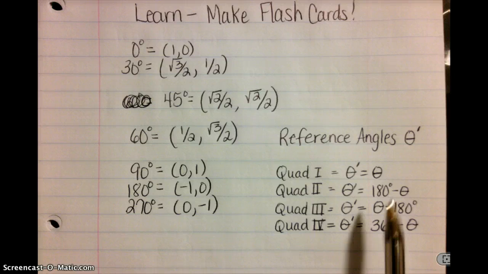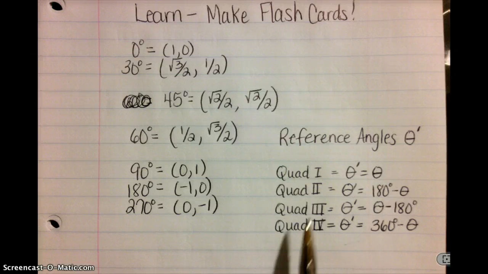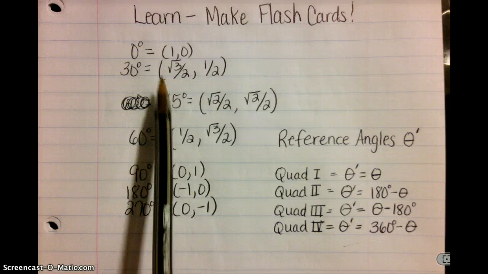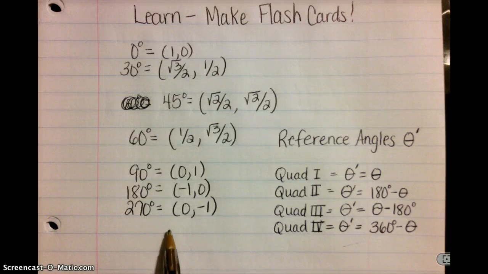So we're going to use these reference angles once we've decided what quadrant the angle falls in. We're going to find the reference angle. Once we find the reference angle, then we're going to use these angles here to determine the correct ordered pair. But we've got to remember the signs for quadrants 1, 2, 3, and 4. Remember that in quadrant 1, all of your trig functions are positive. In quadrant 2, only sine and cosecant are positive. In quadrant 3, tan and cotan are positive. And in quadrant 4, cosine and secant are positive.